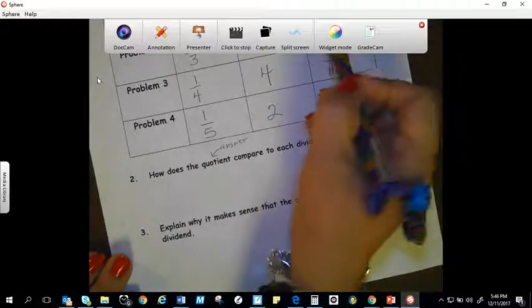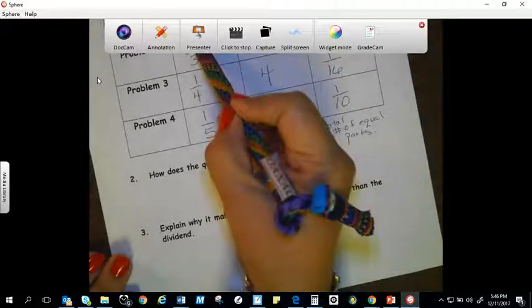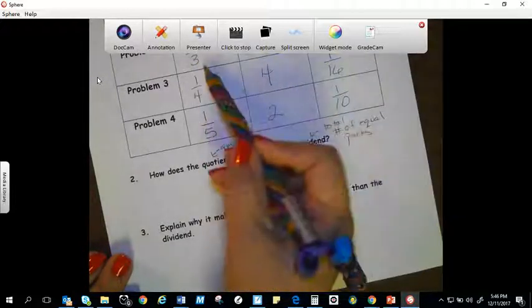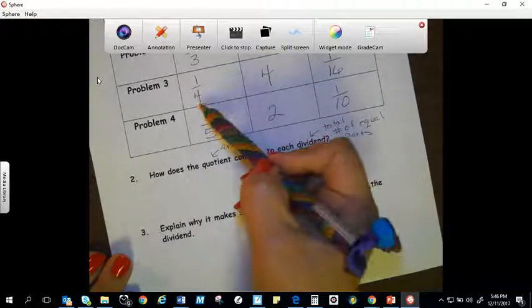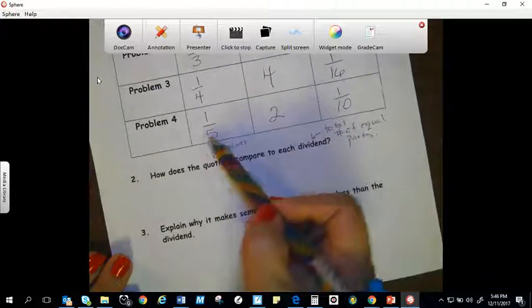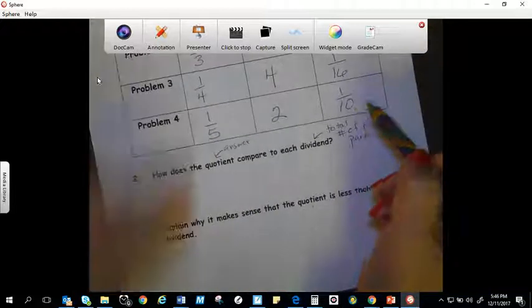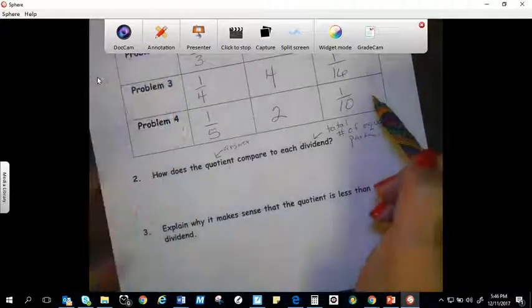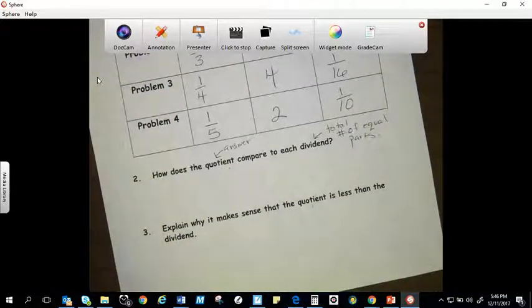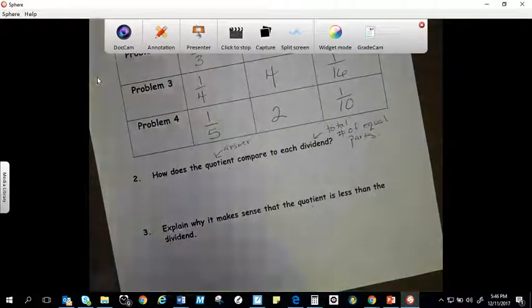So it went smaller. Look at that. You went from 1/2 to 1/8, 1/3 to 1/9, 1/4 to 1/16, 1/5 to 1/10. The larger the denominator, the smaller the fraction, because then you have that many more parts to put in between 0 and 1.